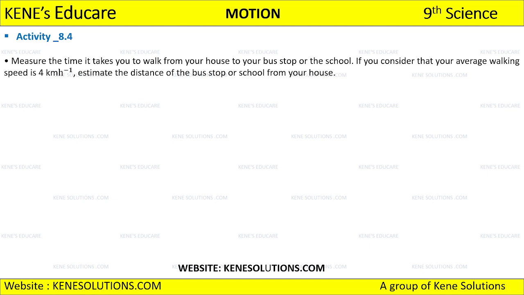Now if you have to calculate the distance, the formula for distance becomes speed multiplied by time. You know the speed is 4 km per hour and the time you took is 0.20 hour, because it takes 12 minutes. When you divide 12 by 60, the answer is 0.20. So 4 km per hour multiplied by 0.20 hour gives the answer as 0.8 kilometer or 800 meters.